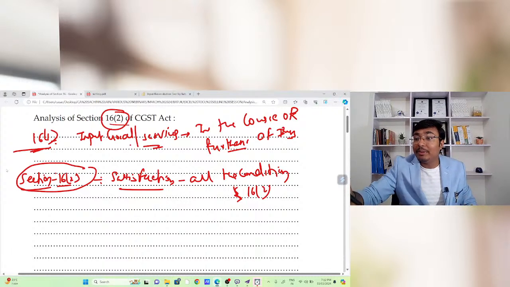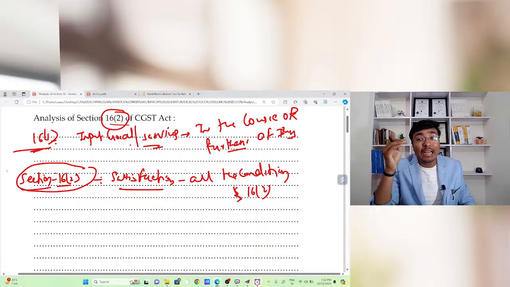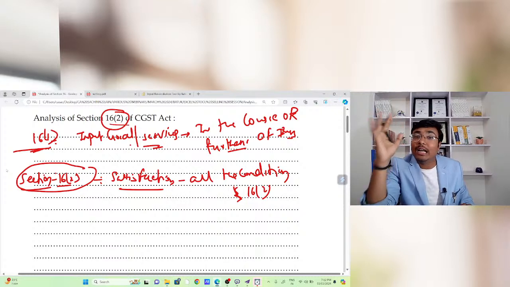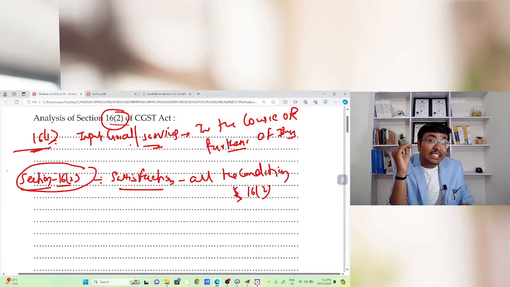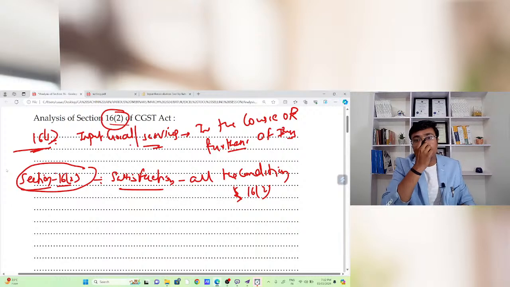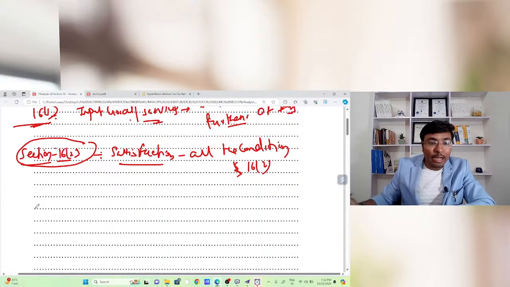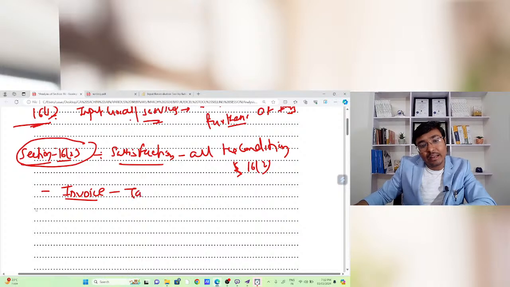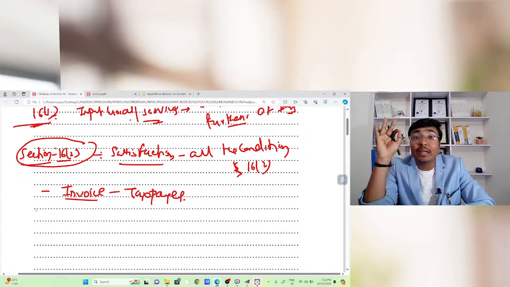So for that purpose we need to have a complete idea about section 16 subsection 2 of the CGST Act. Now we are going to read each and every condition of section 16 subsection 2. The first condition to claim the input tax credit is that you have the invoice. If the taxpayer has the invoice, in that case the taxpayer will be eligible to claim the input tax credit.